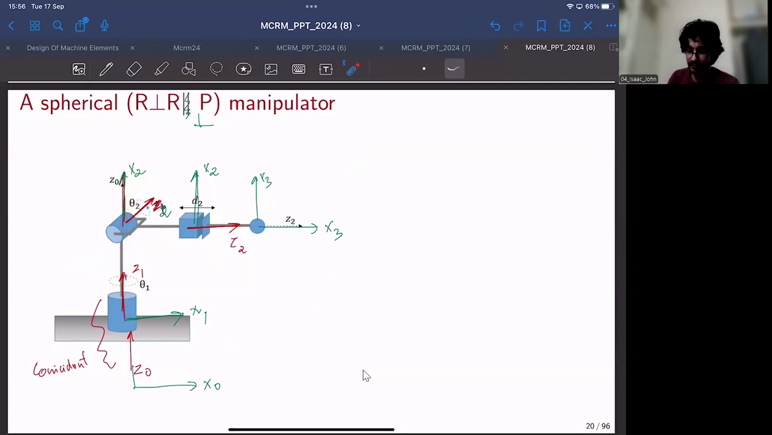And sometimes for convenience, we can shift this Z1 upward and Z2 here so that both of them would be coincident. So yeah, multiple different ways of fixing the frame of reference are possible, and you will get different DH parameters as a result. But at the end, the behavior of the mechanism would still be easily predictable.